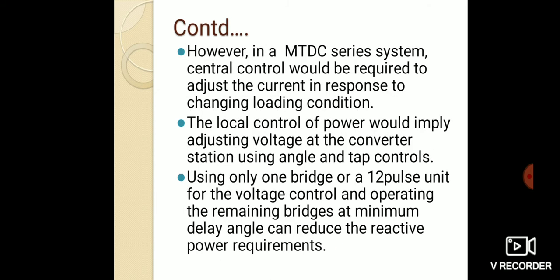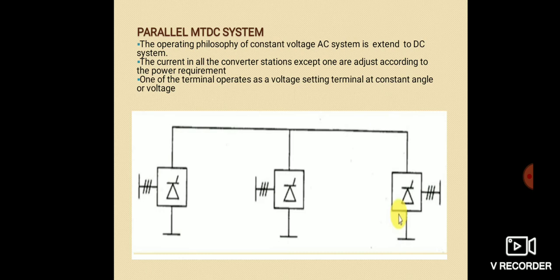However, in an MTDC system, the central controller would require adjusting the current in response to changing loading conditions. Local current control of power would imply adjusting voltage at a converter station using angle and tap controls. By using angle and tap controls, we can adjust voltage using only one bridge or a 12 pulse unit for voltage control, and operating the remaining bridges at minimum delay angle can reduce the reactive power requirements.